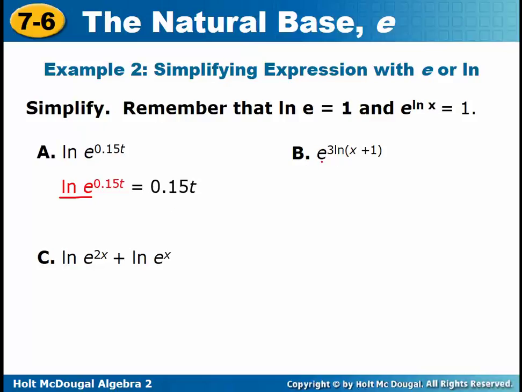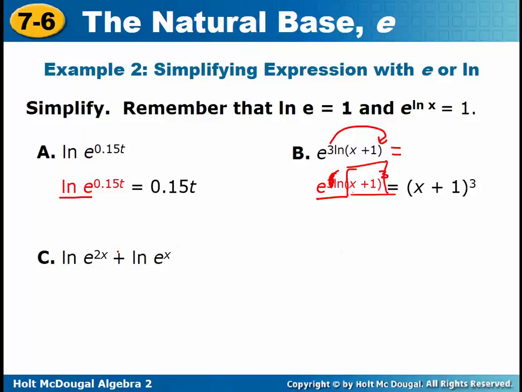In b, we have e to the 3 times the natural log of x plus 1. We can take the 3 and use it as an exponent right here. So I'm going to put the 3 there instead. And then when we have e to the power of the natural log, then this stuff is your answer. So x plus 1 to the third. You don't have to multiply that out.